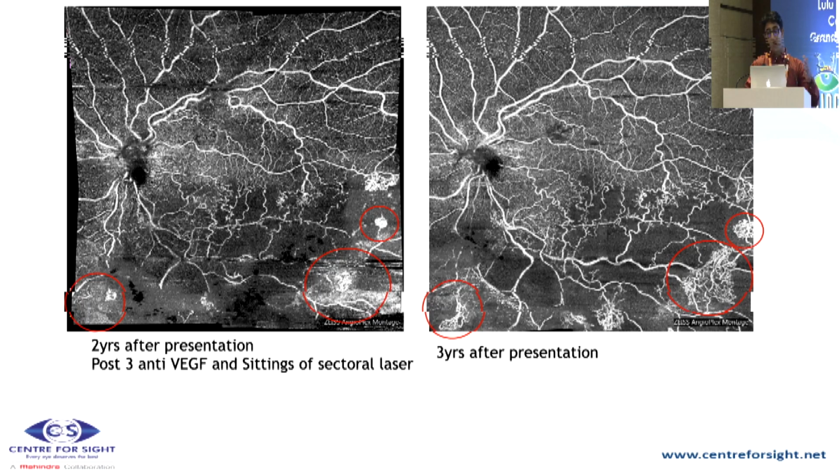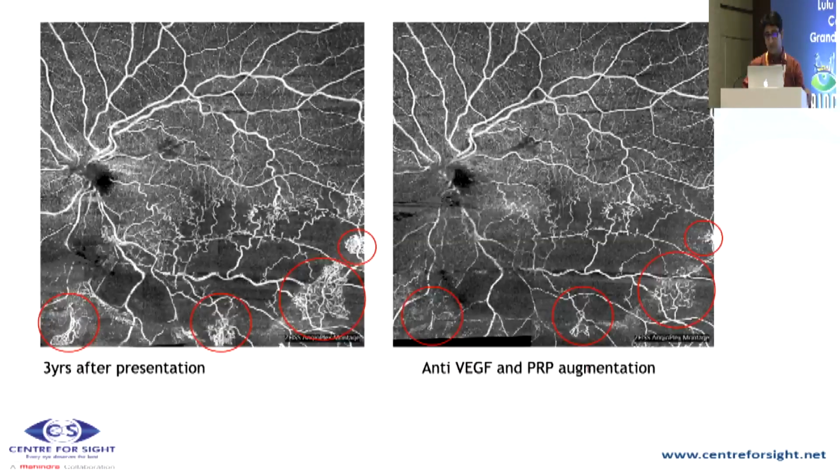So this is a way to document the disease progression, and you can also explain to the patient how the disease is progressing. The patient again was subjected to anti-VEGF and PRP laser augmentation, and you can see after anti-VEGF and PRP how these neovascular patches actually regress, and you can demonstrate it. You see this big patch has gone down, this patch has gone down, and it's a very beautiful and non-invasive way to document these changes.